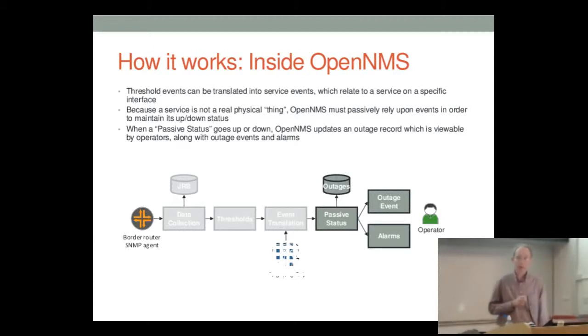That's then getting passed through to the passive status keeper, which we use to maintain the status of all the various connections that are in the network. And if that's a threshold down event that says the service has gone down, then our passive status goes down and we get an outage record, so we have outages being maintained. And then right at the far end, we have the events that are being recorded, plus we also have them being presented as alarms to the operator.